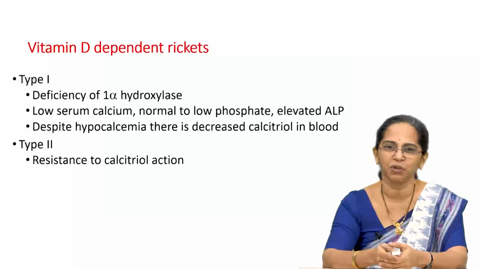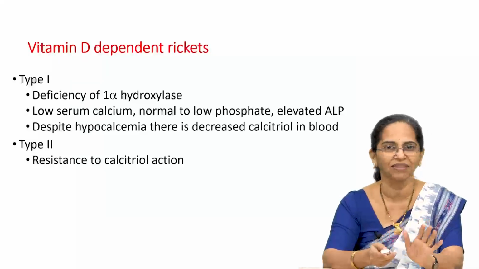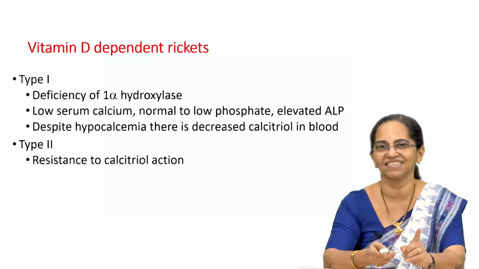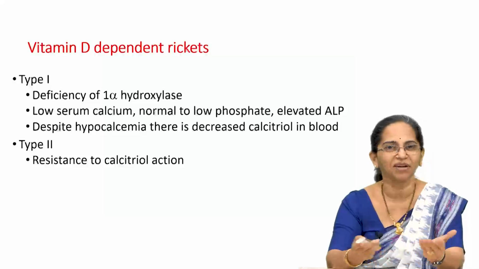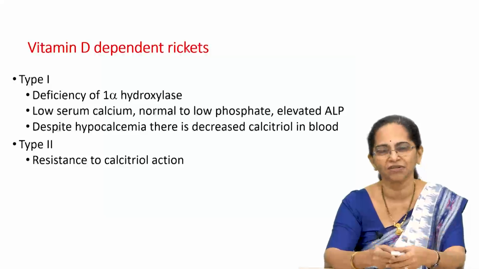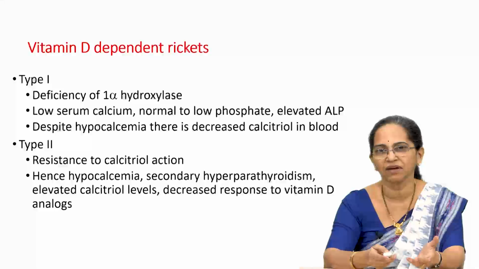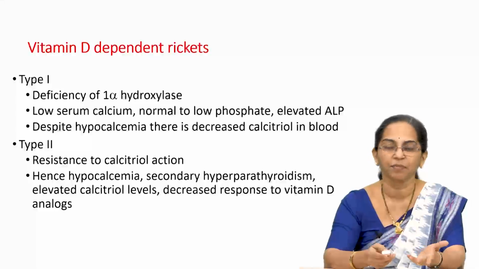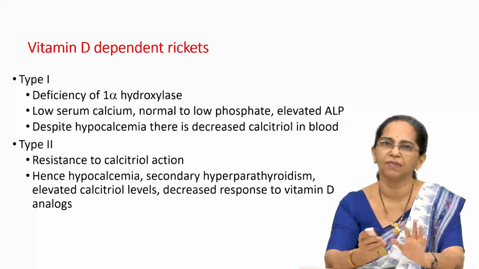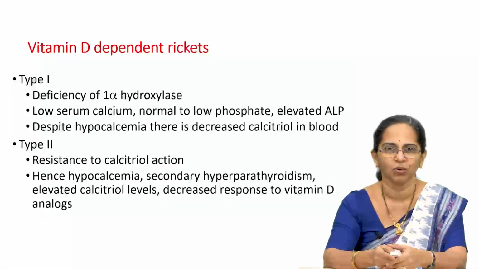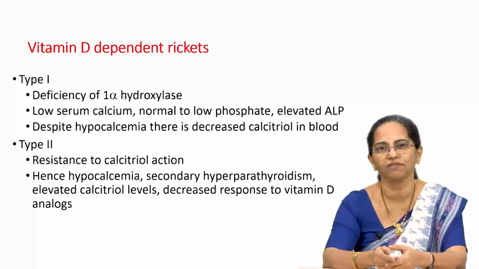What do you mean by type 2? Calcitriol synthesis is normal. Calcitriol levels are normal in the blood, but there is resistance. So, it is not able to act on bone, kidney, intestine. In spite of having calcitriol, it cannot trigger the actions. So, definitely there will be hypocalcemia, due to which there can be secondary hyperparathyroidism. Elevated calcitriol levels will be there, but calcium and phosphate levels will continue to be low. This is because there is resistance to calcitriol action at the tissue level.